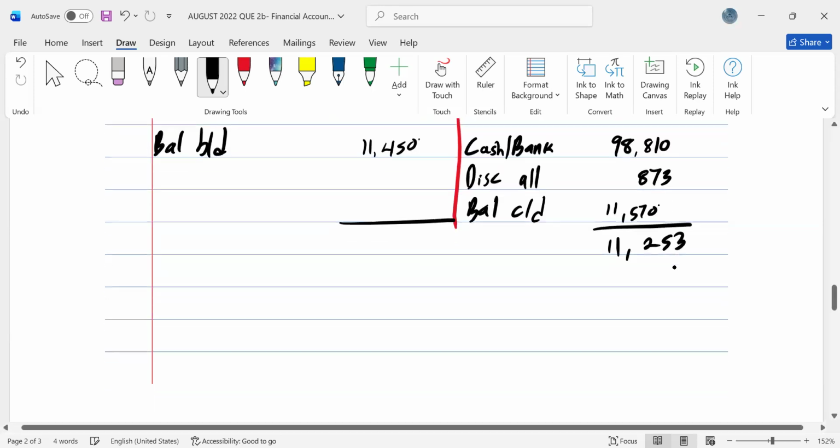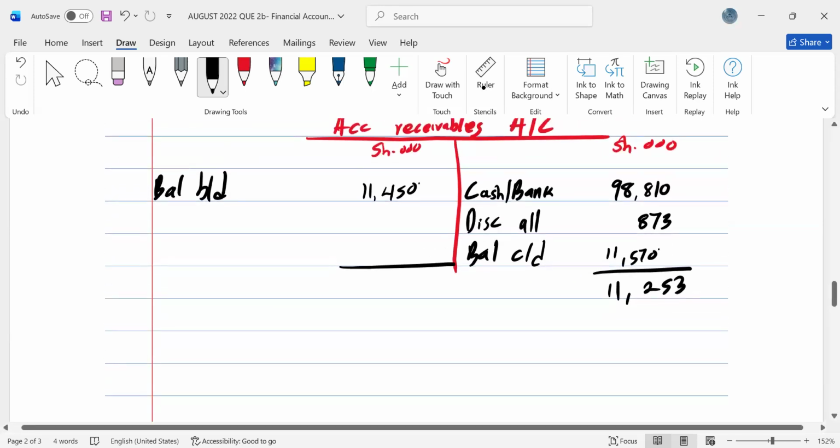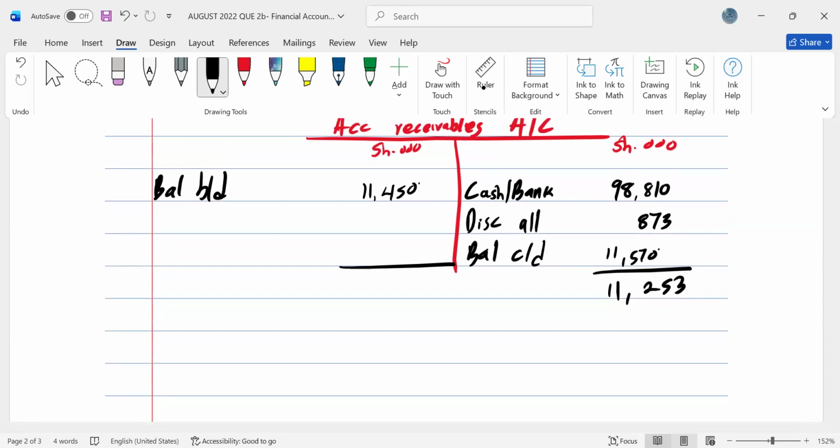I'm getting 111,253. Now, the credit side is more than the debit side. In this case, we just bring this figure here, 111,253. Now, what's the balancing figure? The balancing figure: just take 111,253 minus 11,450.